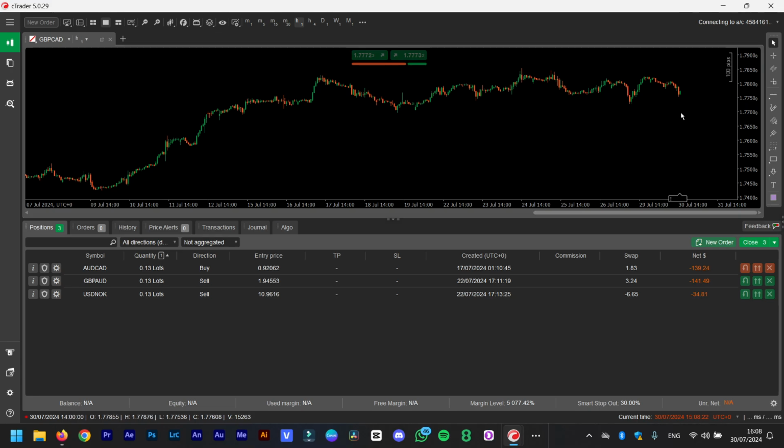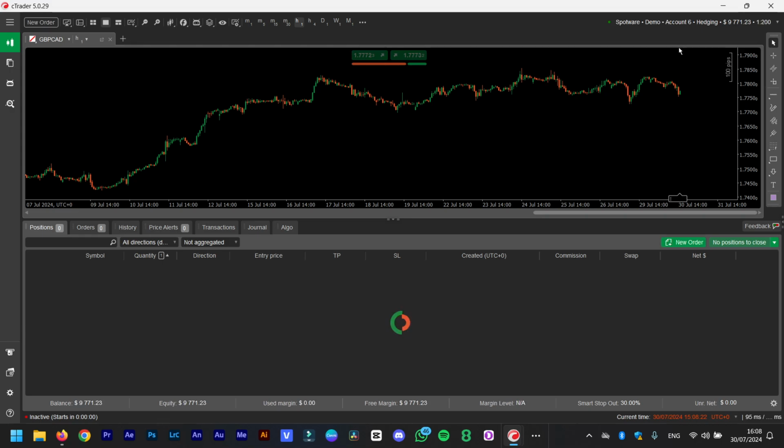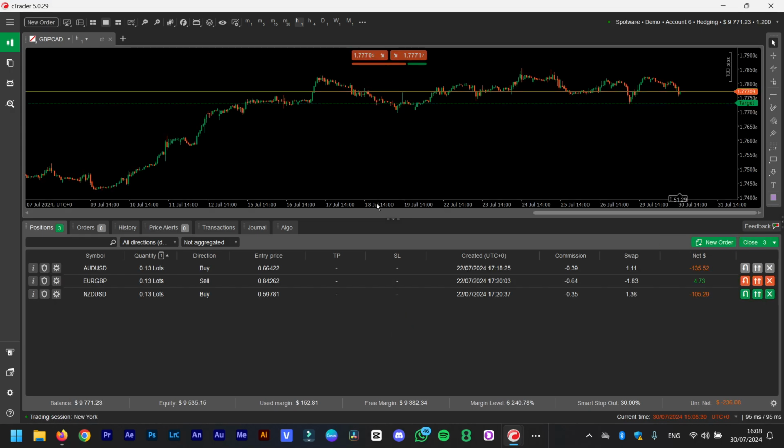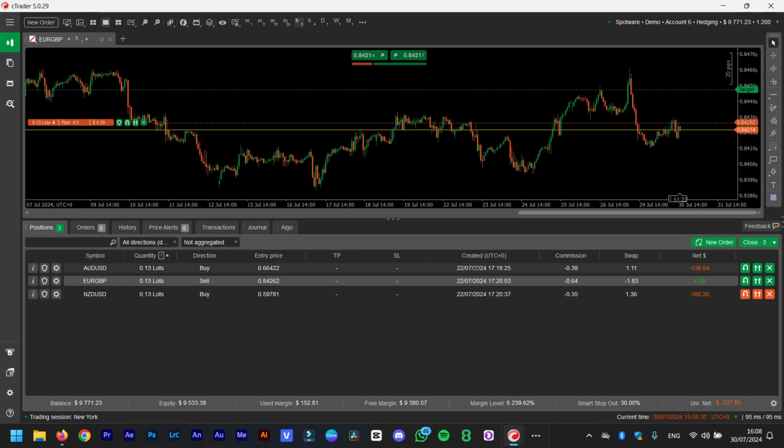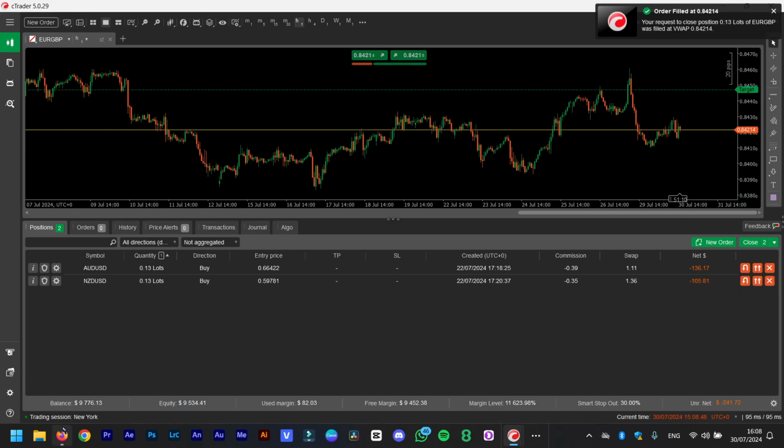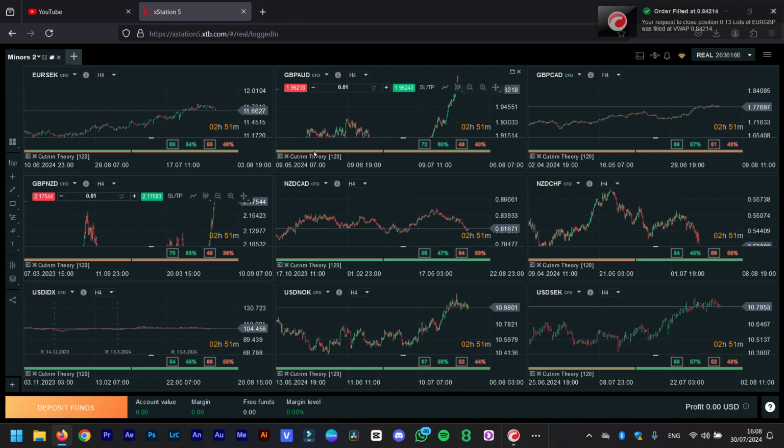Account number 6. I think I'm gonna close this trade as well. Yeah. Hold up. I'm gonna close this trade right here. I'm gonna close it and try to open another one because it's been like 8 days and the chart barely moved in my favor or against me. So what I'm gonna do is try to go somewhere else.